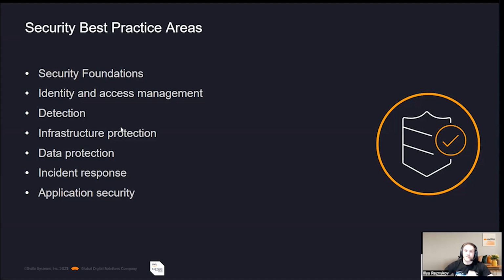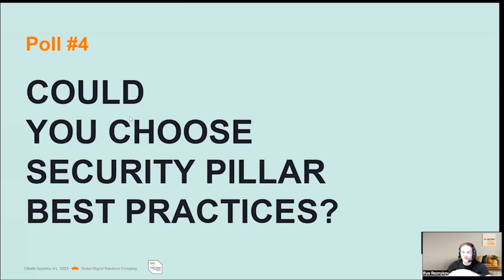And let me ask you to choose the security pillar best practices. So please, Igor, share the next question. You see several answers. Please choose what you think are the best practices. There is a little difference among them: some are best practices or particular best practice actions, and some are anti-patterns or bad practices.